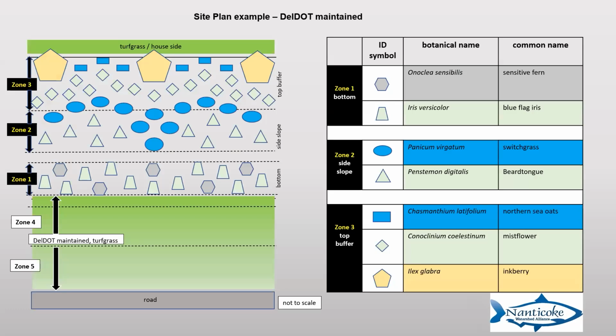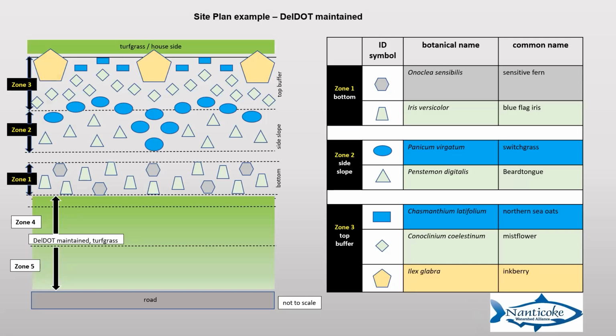So you would end up with something that looks like this. I'm kind of a shape and color person, and so rather than having a bunch of letters and stuff, I just like to be able to match up the shape and color. Again, you'll notice zone 4 and 5 here. We're going to say DelDOT maintains. So that's hands off. That's the turf grass. You're planting in the bottom, the slope, and the top.